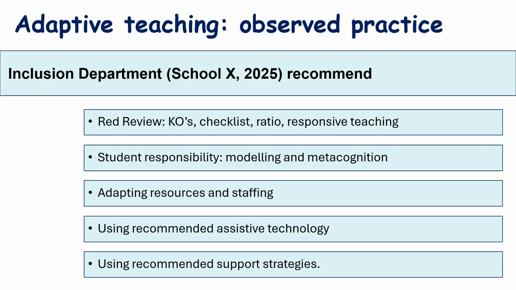SchoolX's approach to adaptive teaching is outlined in the School SEND policy, and it includes RED review, which means revision with knowledge organizer and personal learning checklist. The teachers aim to increase the ratio during the classwork. The responsive teaching involves regular checking, correcting and challenging, as well as explicit teaching of reading and vocabulary and modelling. Student responsibility means a gradual increase in student independence through effective modelling and gradual release of responsibility.